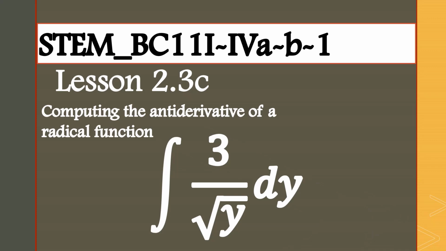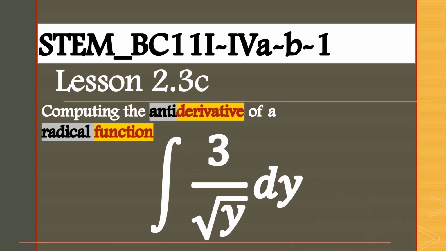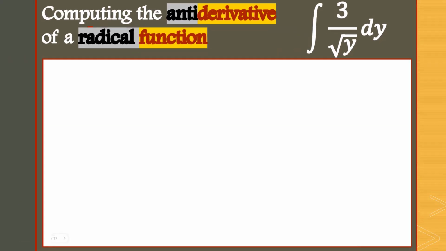Let's compute the antiderivative of this given radical function. Yes, the given here is a radical function because you can see a radical expression, this time in the denominator. We are given the integral of 3 over square root of y dy, and we can solve that because we have the same variable.